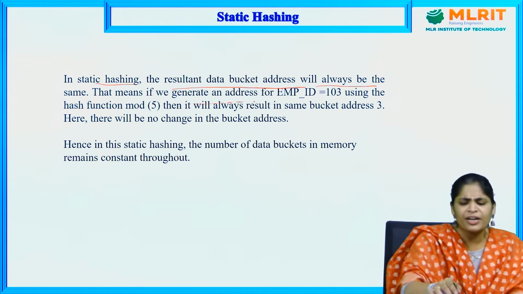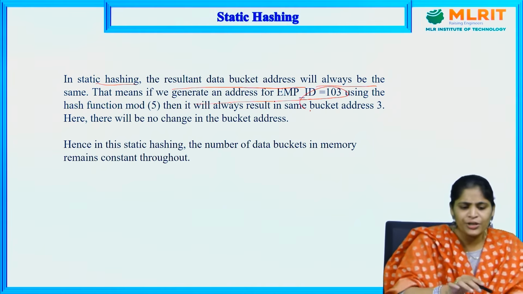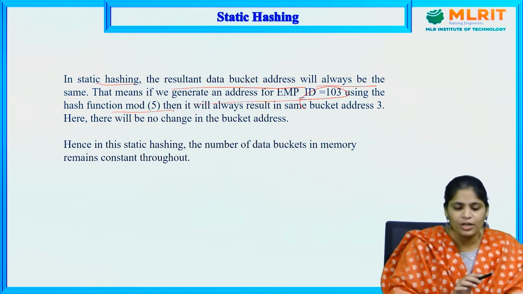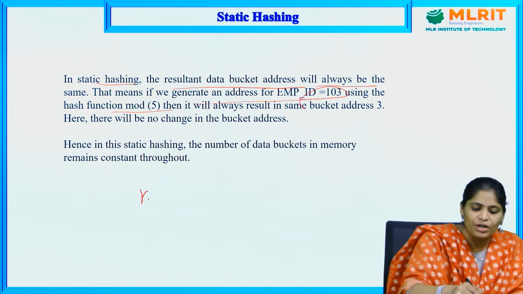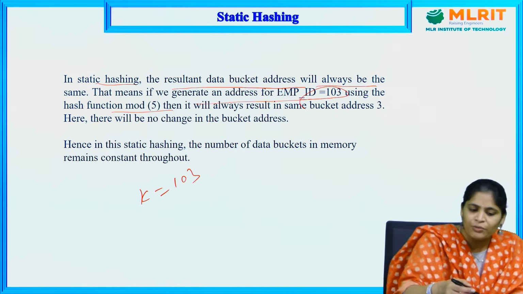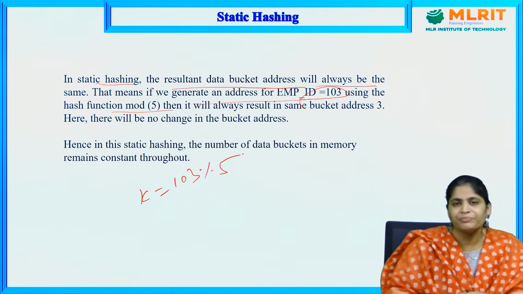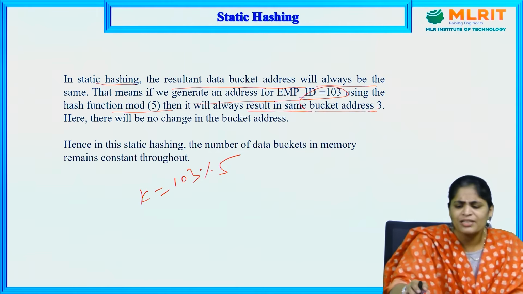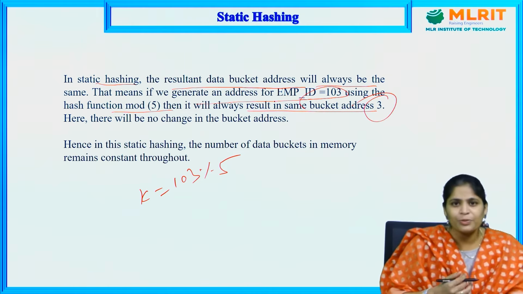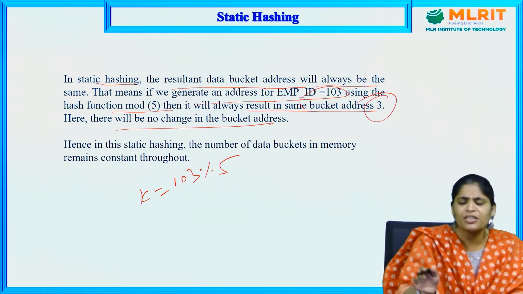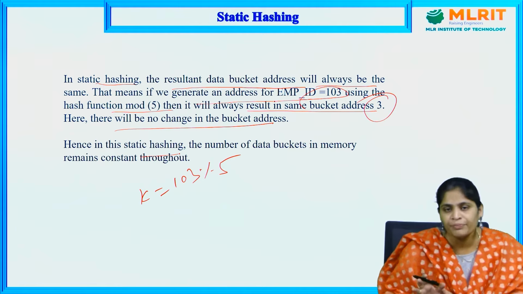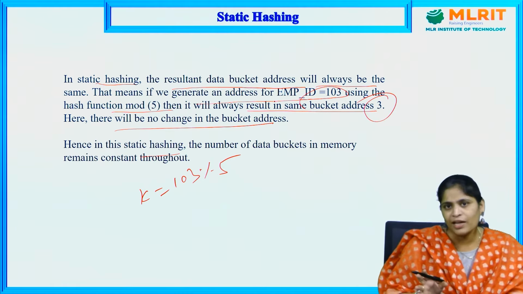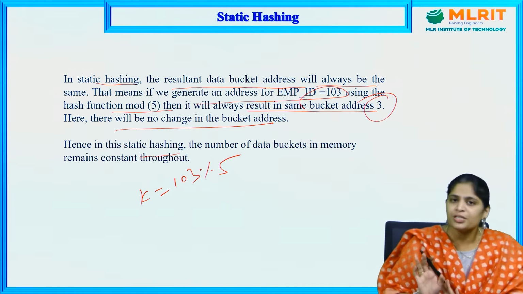That means if we generate an address for employee ID 103 using the hash function mod, which is the division method that I have used here, the key is 103 and the hash function is mod. Then it always results in the same bucket. What is the bucket address? It will obviously be 3. There will be no change in the bucket address. Hence it is static. There is no change. It is fixed. Based upon the hash function and the key value, the address will be generated, which is fixed. That is why the name itself is static.